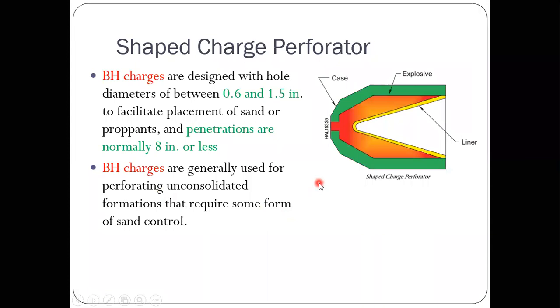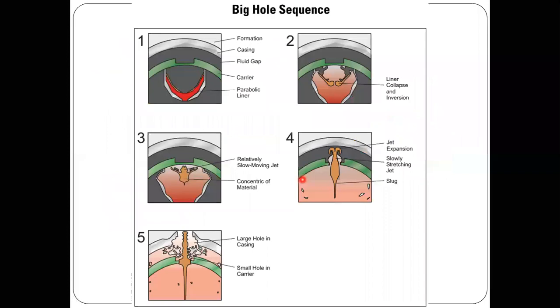So generally for unconsolidated formations, we use BH charges. And this is the BH charge sequence. You can see the shape of the liner, it is parabolic. The rest of the things are similar. Now you can see the liner collapse. Now you can differentiate this from the DP charges.